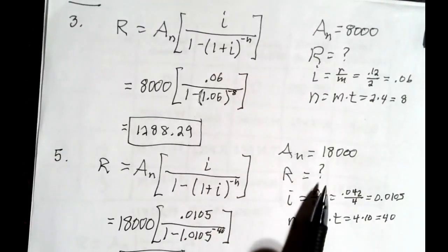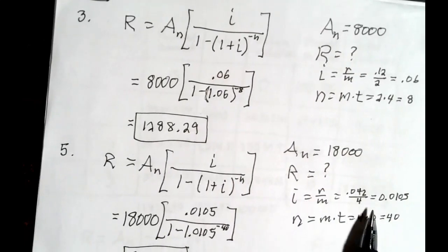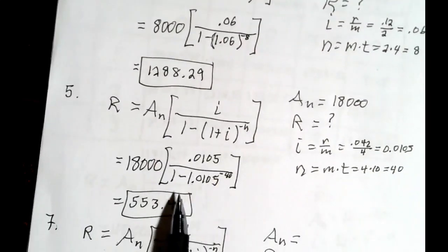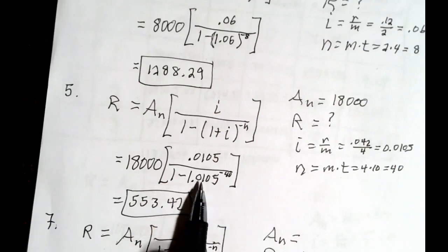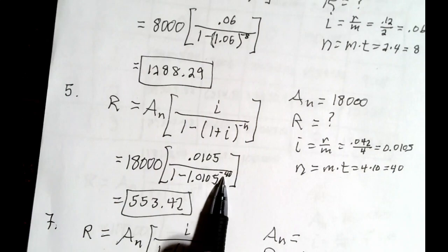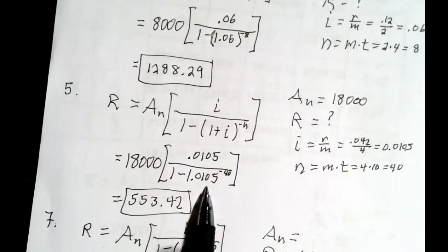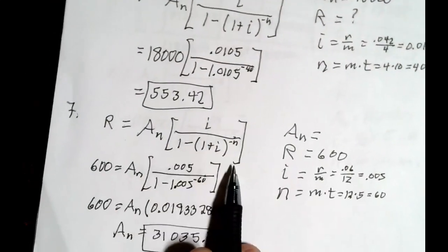5. You have 18,000 in loans at 4.2% compounded quarterly for 10 years. So 0.042 over 4. 4 times 10. And you plug in everything that you know. And again, you want to do this very carefully. You might even want to do this bottom step in one step. 1 subtract 1.0105 hat negative 40. Figure out what that is, and then 0.0105 divided by that, and then times 18,000. And you get your answer there.